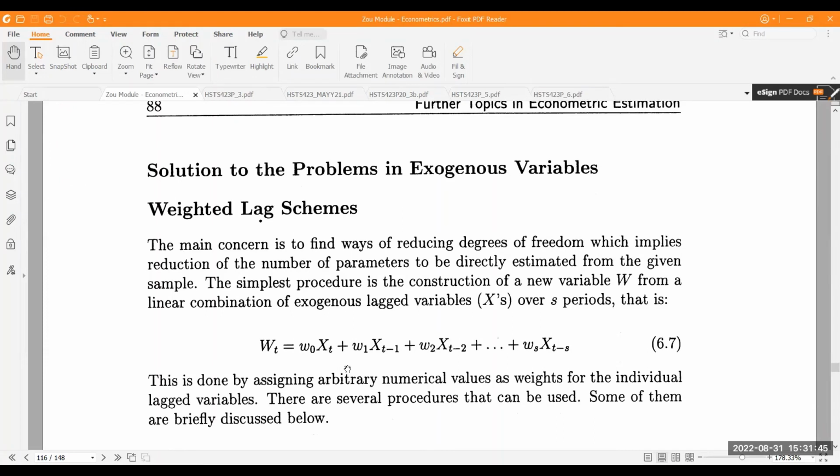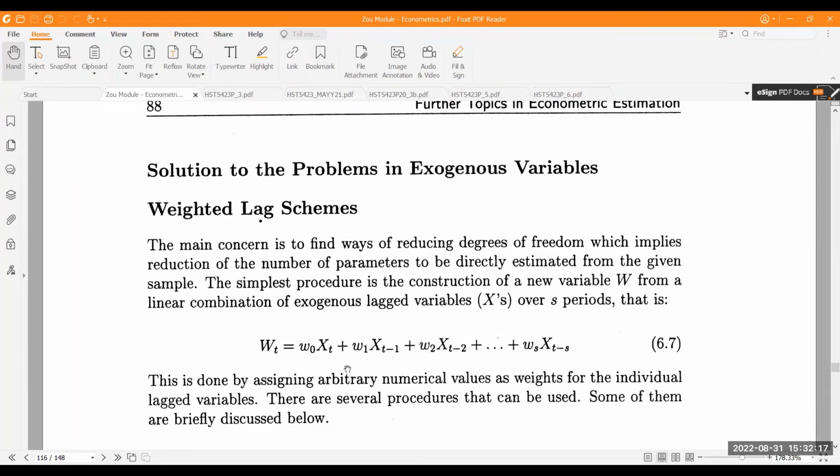Now, solutions to the problems of exogenous lagged variables. We have what is called the weighted lag scheme. And in these weighted lag schemes, in order to come up with the model, there are three, if not four, different weights that we can put on the lag scheme.